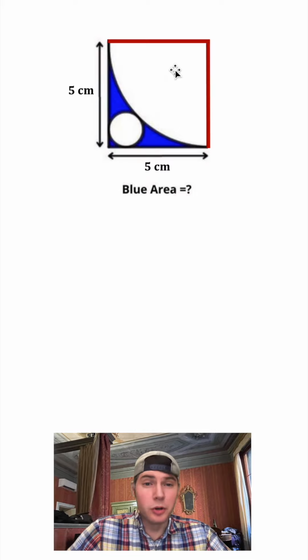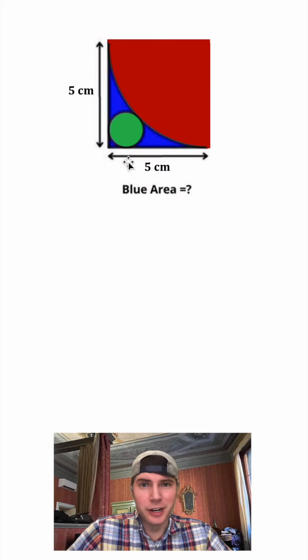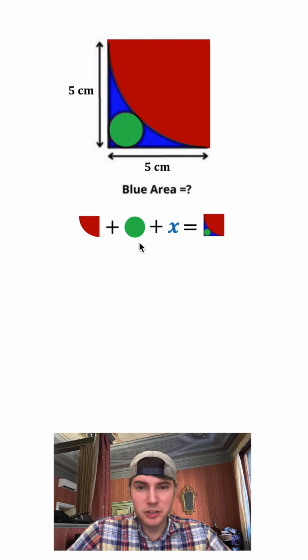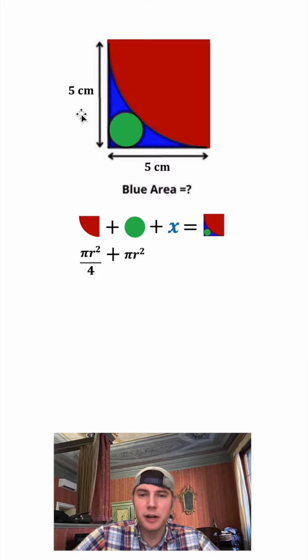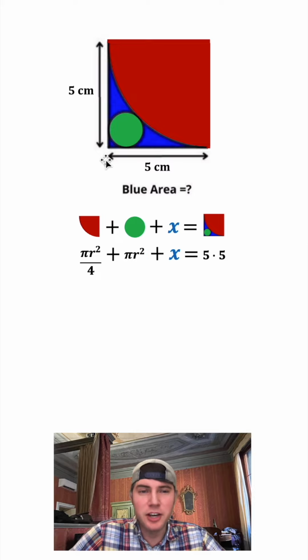Let's color this quarter circle red and this other circle green. We know that the red quarter circle plus the green circle plus the area of the blue region, which I'll call blue X, is equal to this entire square. The area of a circle is pi r squared. The area of a quarter circle is pi r squared over 4. The area of the square right here is 5 times 5, and we can just copy down the x.